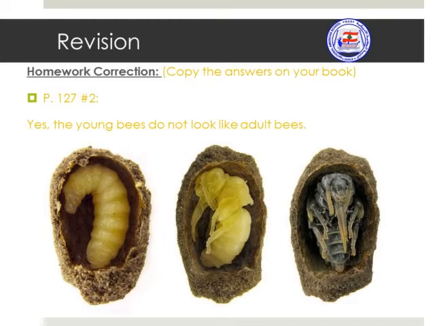Page 127, number 2, the question is, do the young bees go through metamorphosis? Explain. So as you can see in the picture in front of you, the bee changes its form during its life cycle. So of course the answer is yes, the young bees do not look like the adult bees.